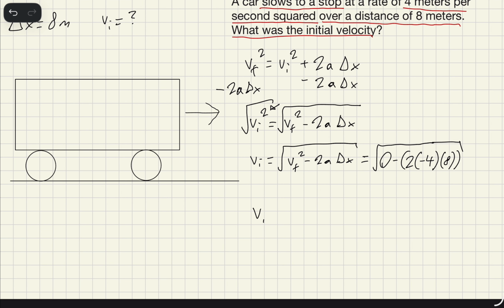So we have initial velocity is equal to the square root of negative 2 times negative 4 times 8, which is 64. Square root of 64 is 8, and the units are meters per second.